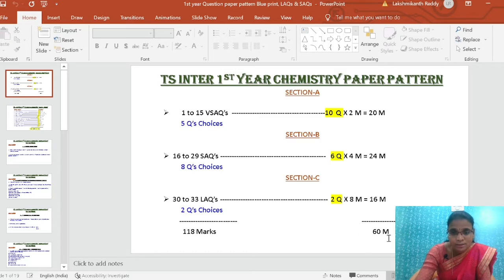Total 60 marks. Okay. So they will give a 118 marks paper, but you need to write only a 60 marks paper. You know what? You are the luckiest persons in the world, because for this year only they will give almost 50% paper choice for you. Okay. Now, this is the paper pattern.